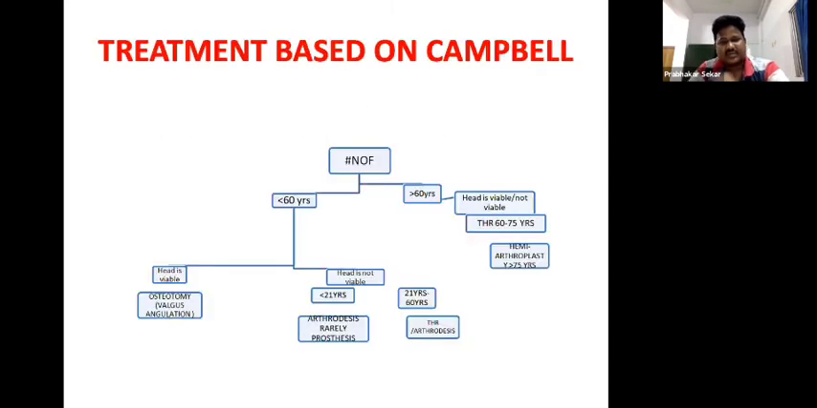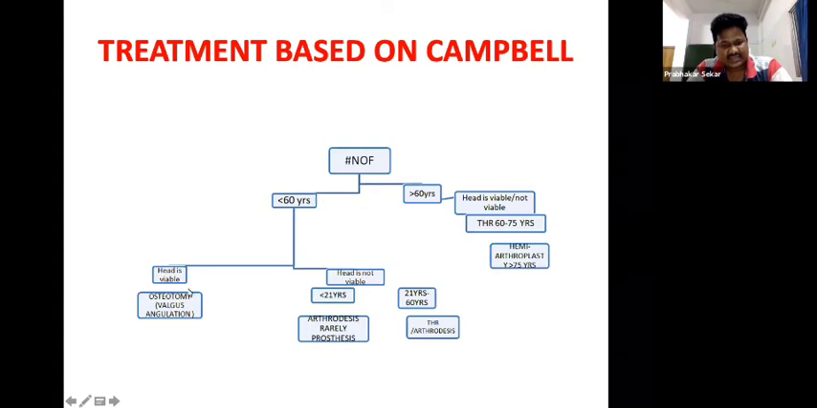So at last, the treatment based on Campbell, what they say: fracture neck, whether less than 60 years or more than 60 years. More than 60 years, whether it's viable or not, we go with arthroplasty. And for 60 to 75 years, we go with total hip replacement. Among people 60 to 75 years, THR is useful. After 75 years, we go with hemiarthroplasty.